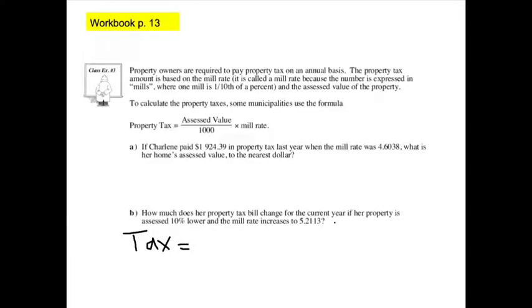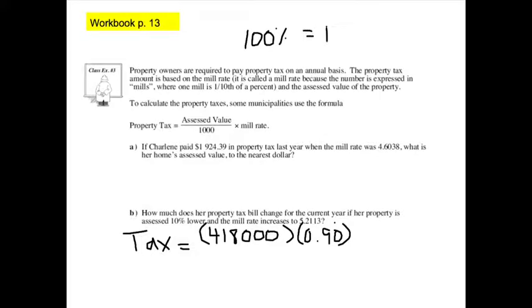Alright, working this one out, your assessed value is 10% lower. So the assessed value found in A was 418,000, right? You're going to multiply that by 0.90. The reason being, of course, is 100% of the price of a house is 1. We minus 10%. If that's in the decimal, that's going to be 0.10, and that's going to equal 0.90. Her house is worth 90% of what it was before.